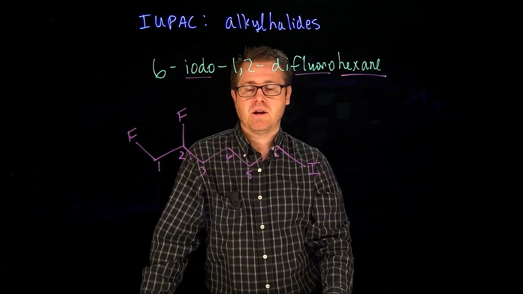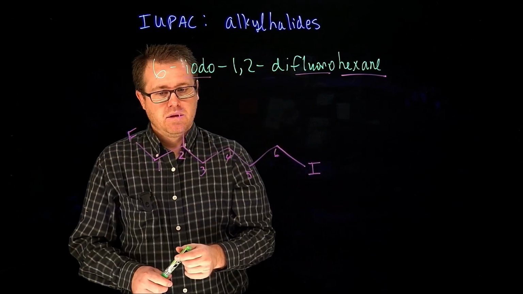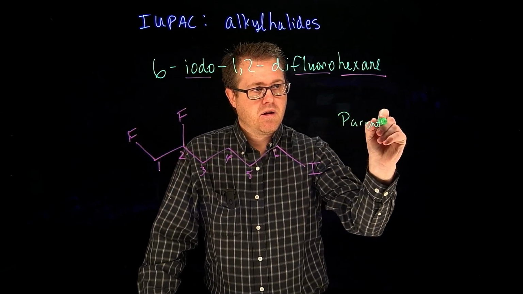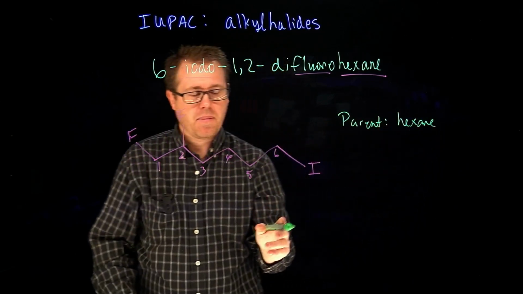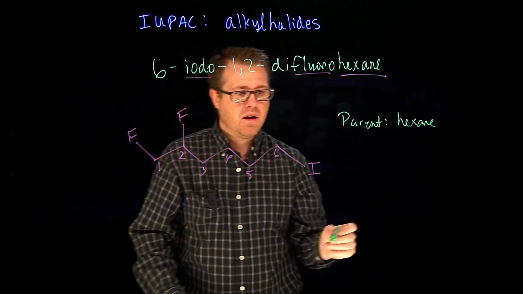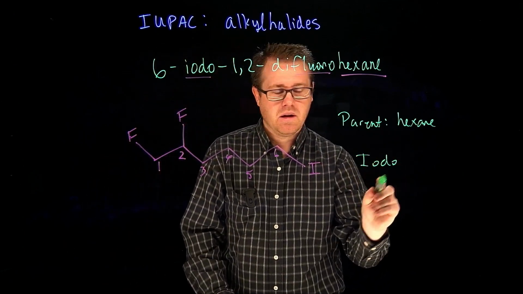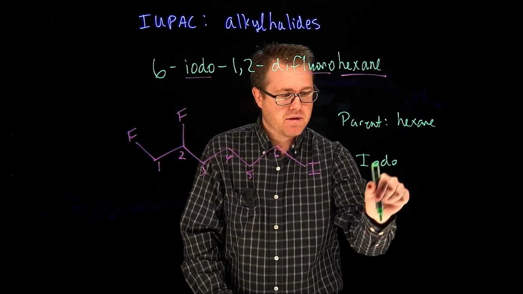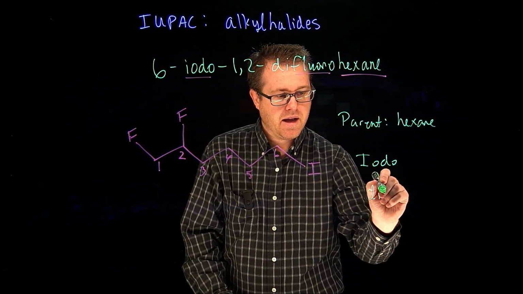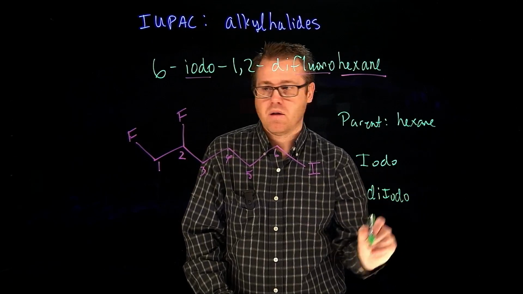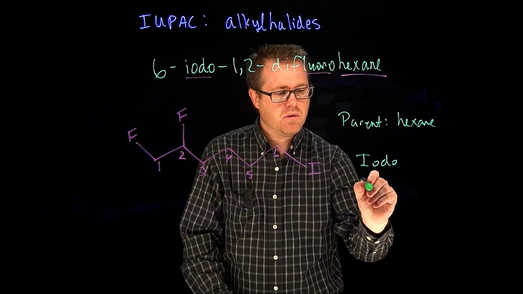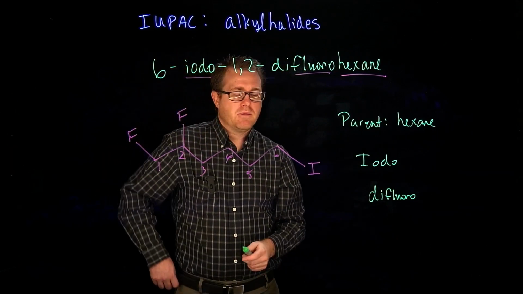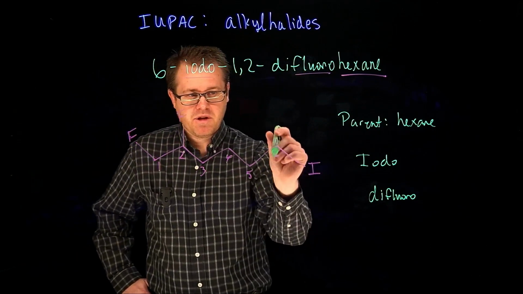Could I look at this structure and name it? Well, we first have to find our parent, which we did. Our parent is hexane, right? Because I counted 6 carbons. Our substituents are iodo, and then we'll just skip right ahead to the difluoro. So we have our substituents, but did we number the carbon chain right?